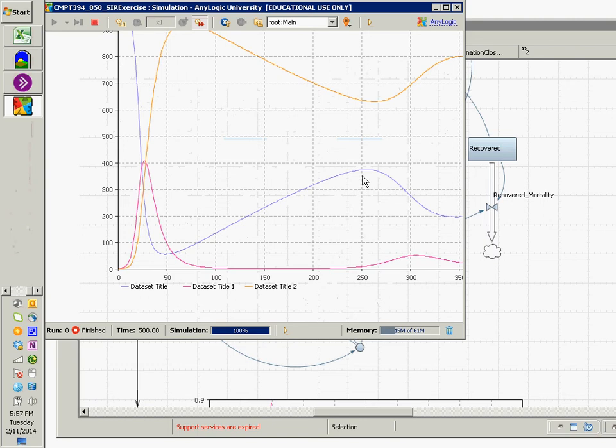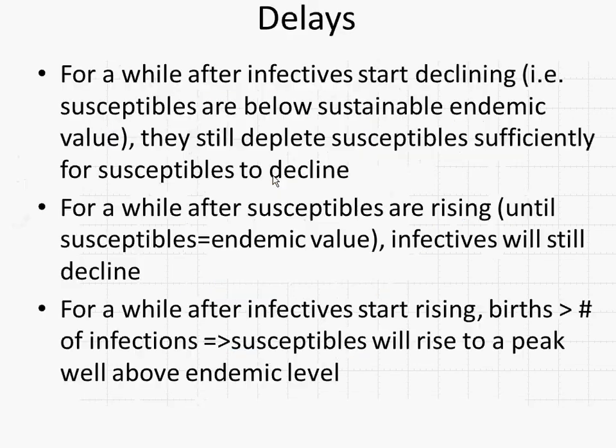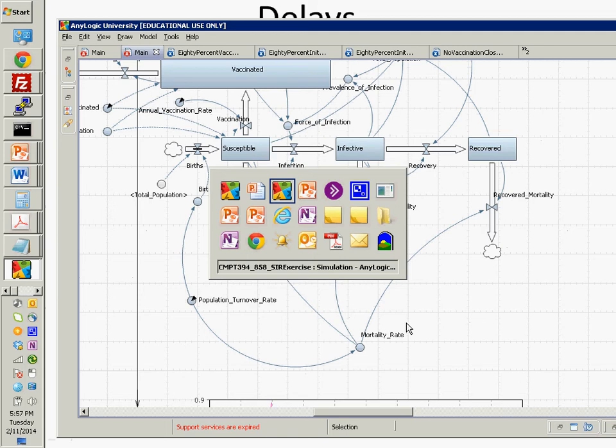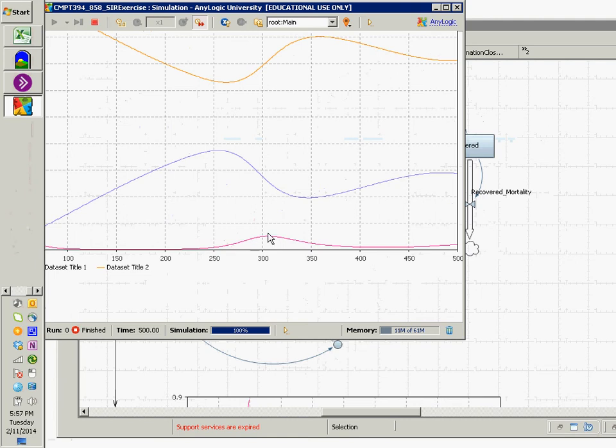The number of susceptibles can go higher yet because the number of infectives is not yet at a point where infections exceed bursts. So susceptibles is going yet higher. So infectives will still be rising for a while, even after infectives start rising, because the bursts are greater than the number of infectives. So these susceptibles are going to rise to a level that's well above the level needed to sustain the infection. And finally, of course, that leads to the number of infectives to peak up at this point and cause a secondary outbreak.